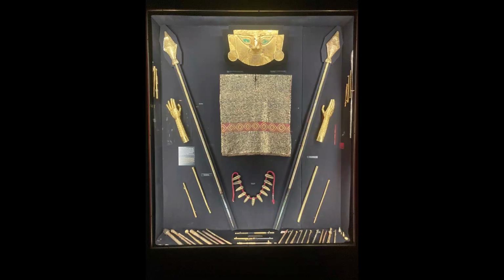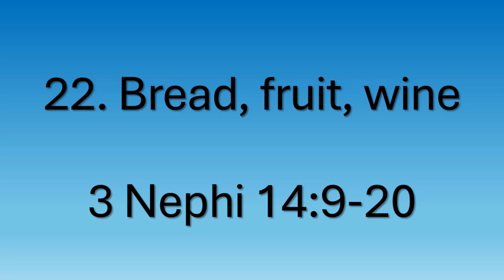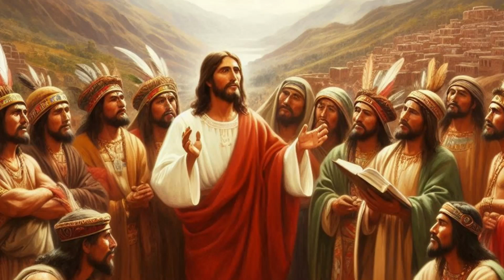Swords. The Peruvians used hardened copper to cover the wood of their swords. In Mesoamerica, wood and stones were used to create a type of sword. There were no swords in the heartland area. Bread, fruit, and wine. Comparable foods would have existed in all the Americas at the time the Lord visited the Nephites. It goes without saying that the Lord could have and probably did visit other people in the ancient Americas and other parts of the world.